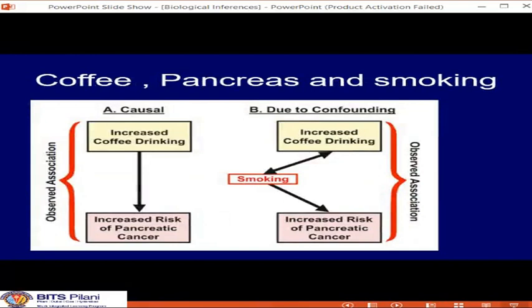Then we go back and delve a little deeper into the story and we ask, how many of the coffee drinkers smoke? How many don't smoke? How many people with pancreatic cancer smoke and don't smoke? And then the real story comes out. It's really smoking which causes pancreatic cancer. And it just so happened that smoking was associated with coffee drinking as well. So an important principle in this figure B: the confounder, which is smoking, has to be associated with both the exposure or the risk factor, which is coffee drinking in this case, and also with the outcome of interest, which is pancreatic cancer in this case. In that case, it is called a confounder.